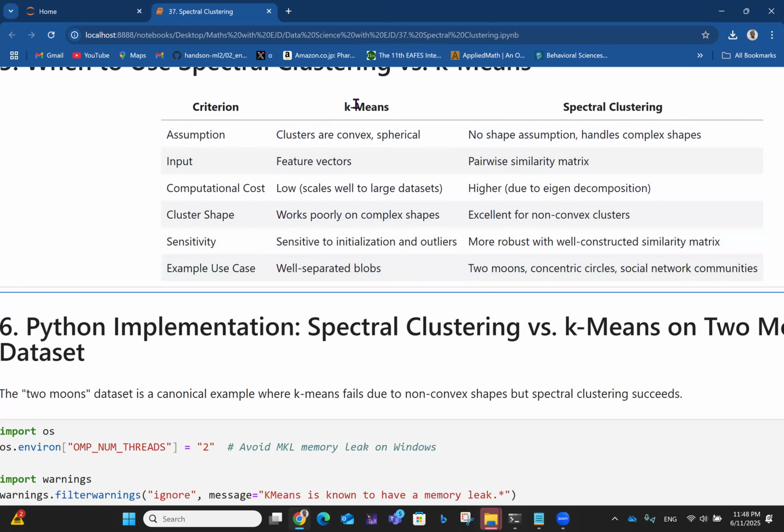Criterion, example use case. K-means is good for well-separated blobs, all those data points that are gathered so that you can easily see them in clear clusters. Spectral clustering is good for two moons or concentric circles or social network communities. So if you're working on social networks, you definitely know you want to go with spectral clustering.